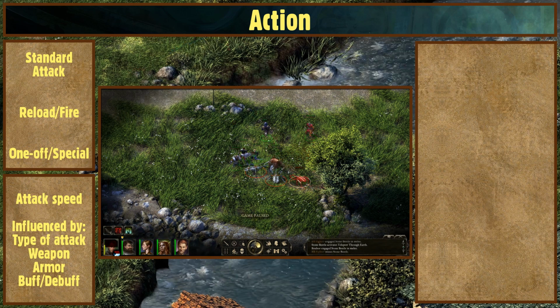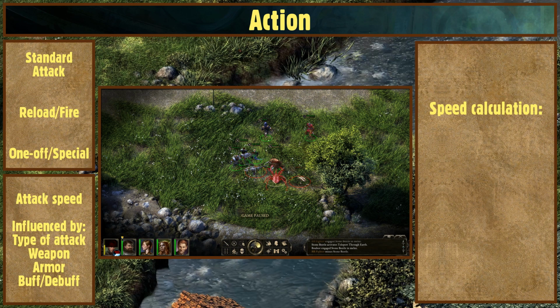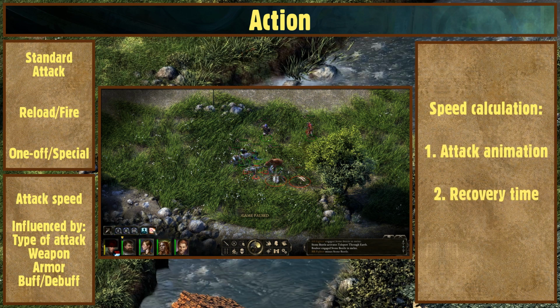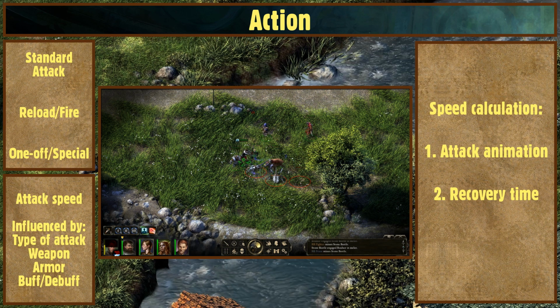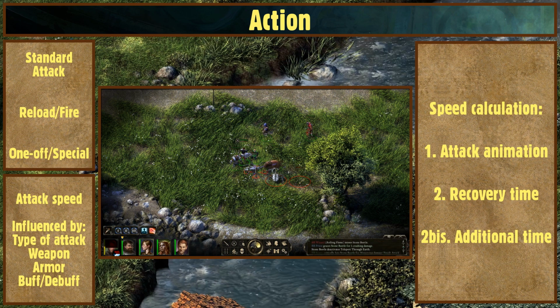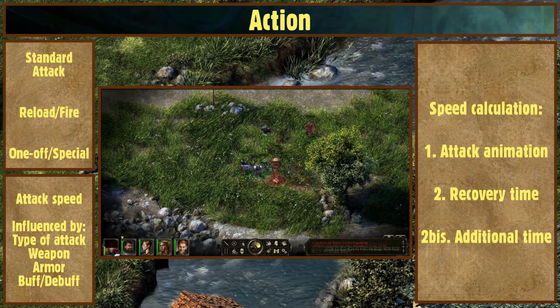When you perform an attack, the speed will be reflected by the animation. First you have your attack animation, then the recovery time. The latter includes the base recovery time of your weapon, as well as the armor modifier, such as the light armor adding 20% recovery time.